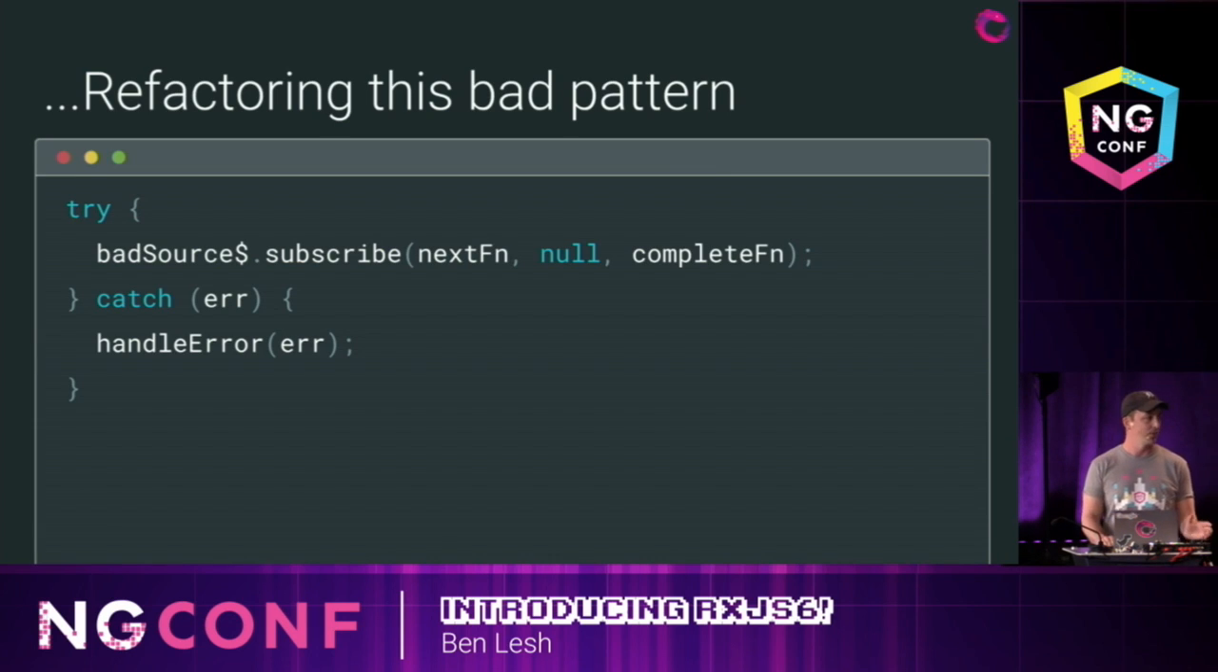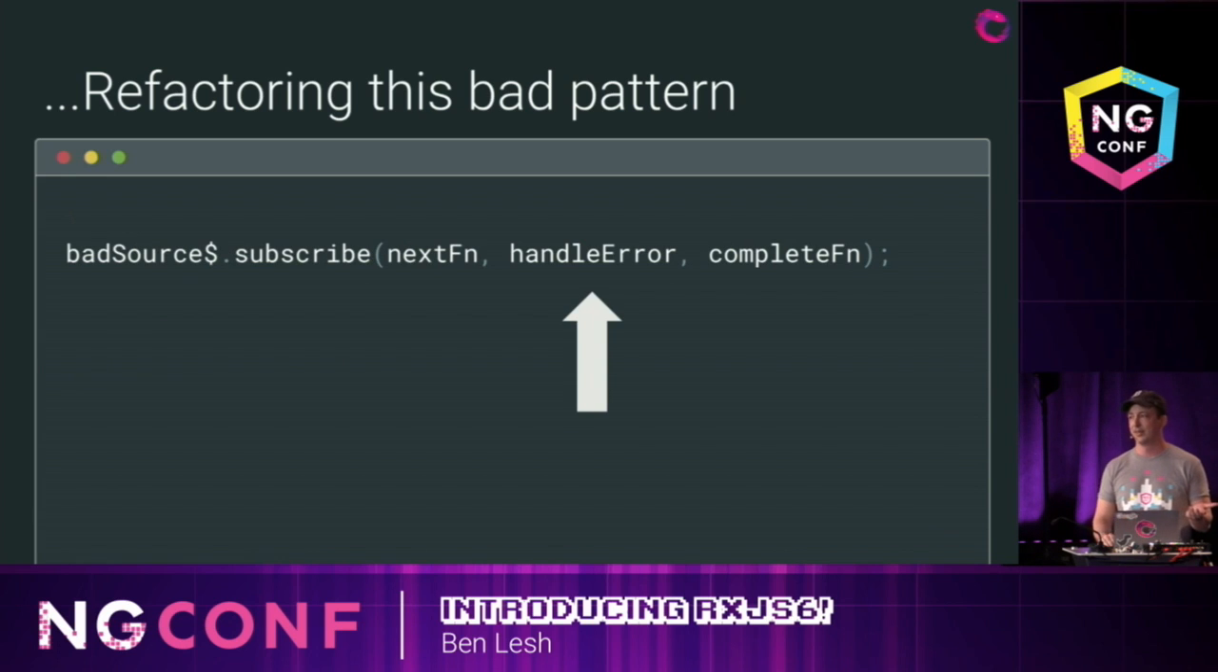So let's look at what you would have to do to refactor this bad pattern. Here's what we're doing here. And you'll notice inside my catch, I've taken all the logic of what we're doing in catch, and I've already wrapped it in a function. And what you can do is just move that function to the error handler. It's actually even less code now. And now it'll even handle errors if the error happens to be asynchronous. So this will work in RxJS 6.